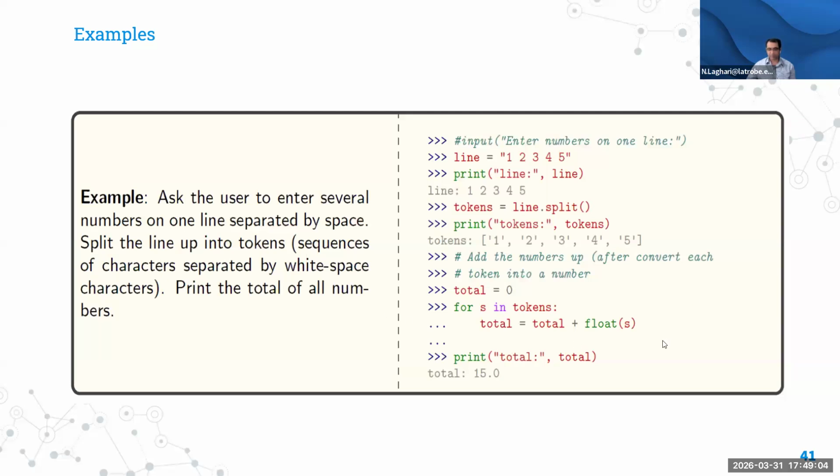This is another example. Enter a number on a line. Line is 1, 2, 3. Print line and tokens. So you say that you should be splitting tokens, and you see the tokens are returned as a split. Basically, when you perform a split function on any string, the data type it returns is always a list. It's not another string. It'll be a list of strings separated by commas in the list, but it'll remove that particular separator from it.